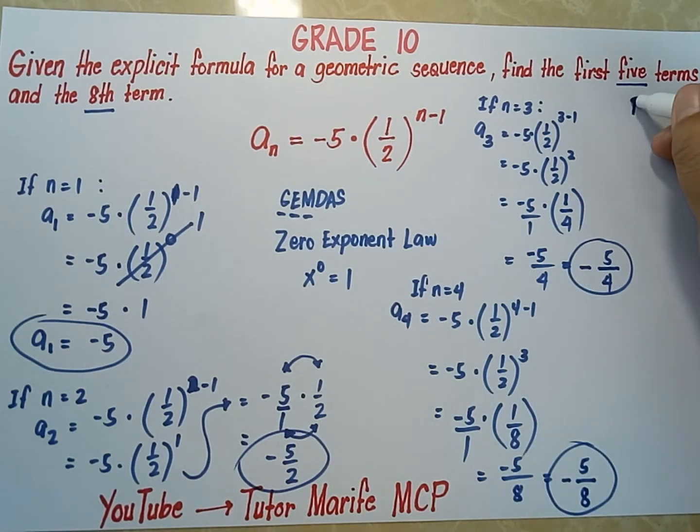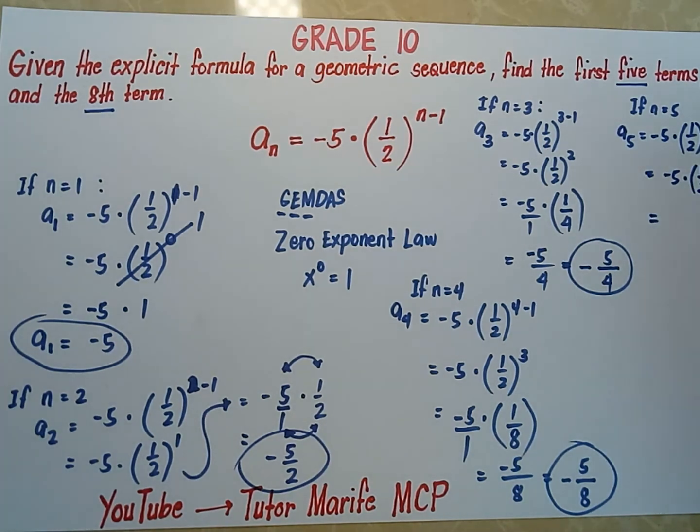Next, fifth term. If n equals 5, replace n with 5. A sub 5 equals negative 5 multiplied by 1/2 raised to 5 minus 1 equals negative 5 multiplied by, you subtract the exponents, it's 4. By GEMDAS rule, evaluate first the exponential expression. Apply the exponent to both the numerator and the denominator. 1 raised to 4 is 1. 2 raised to 4 is 16.